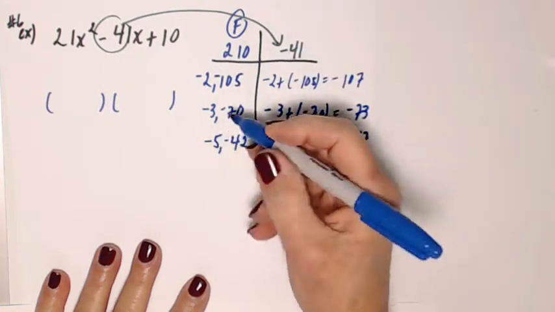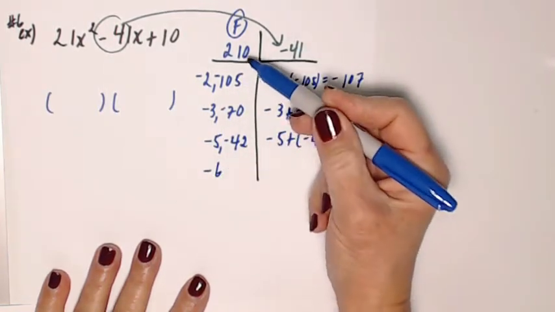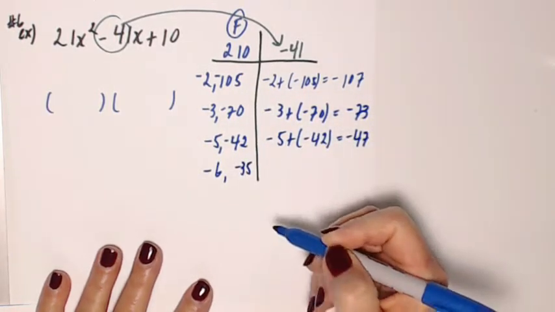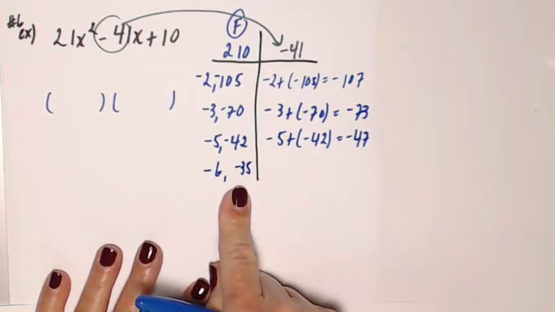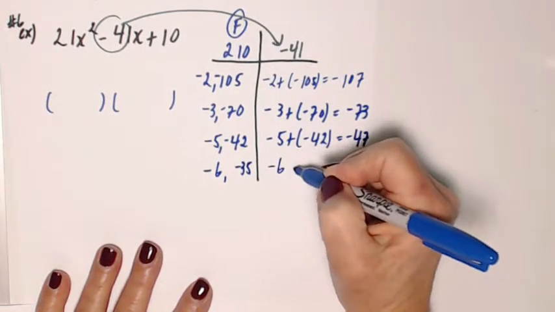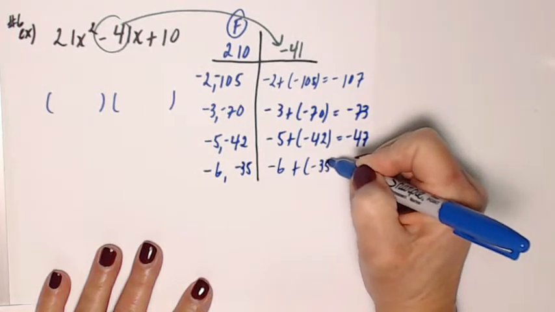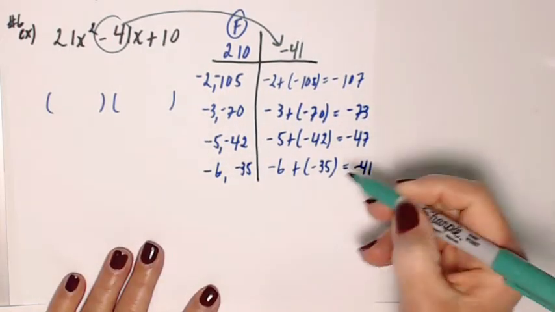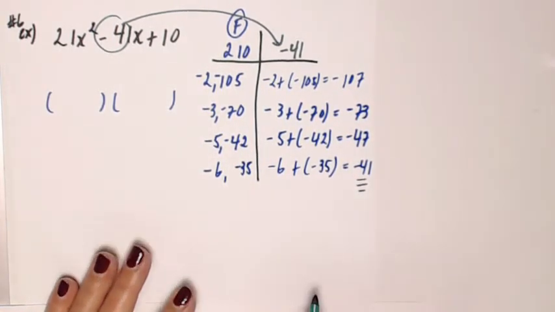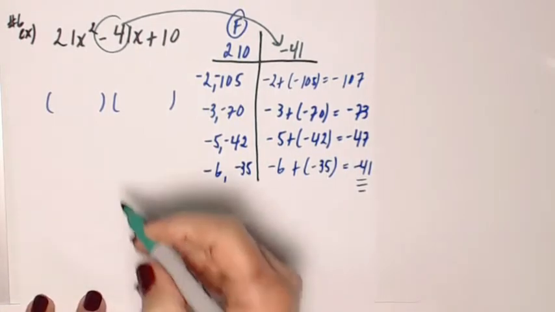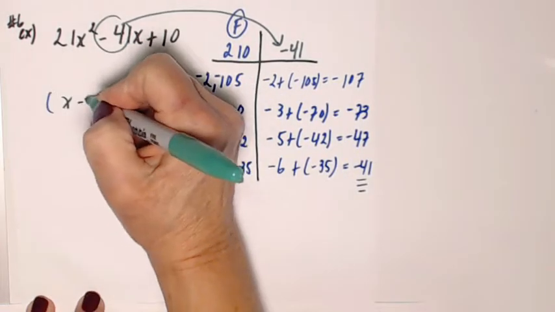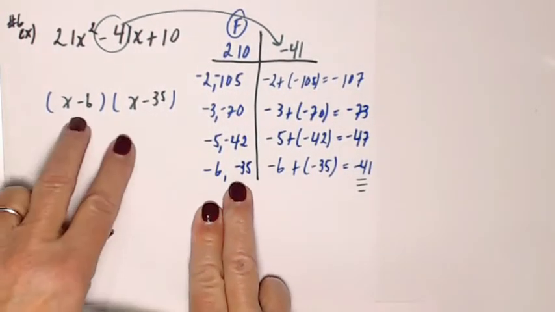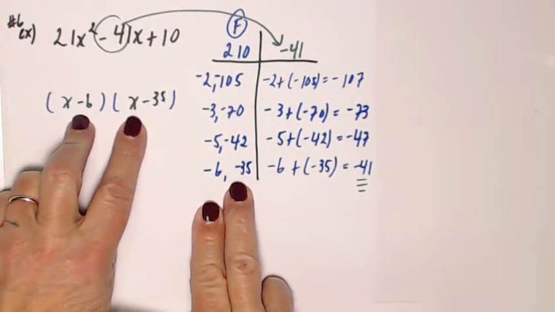3, 4 doesn't work, 5, 6. So divide 210 by 6, and you find that it is a factor with 35. So negative 6 times negative 35 gives us our 210, and negative 6 plus negative 35, eureka, we finally get that negative 41 that we've been looking for. So we come here, we have our x minus 6. We have our x minus 35. I've taken the 2 and put them right into our parentheses. We know we're not done.